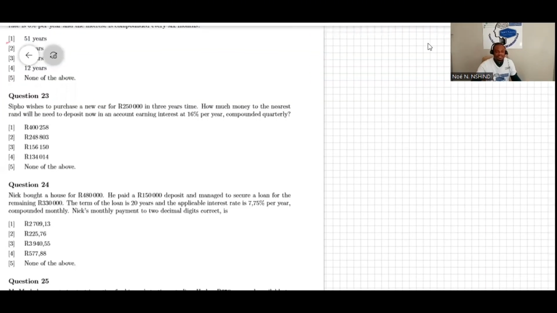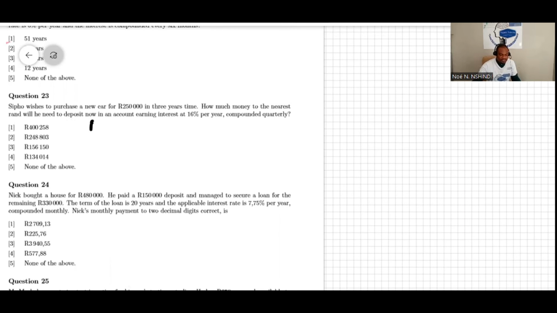Well, question 23 says that Sipo wishes to purchase a new car for 250,000 in 3 years' time. How much money to the nearest rand will he need to deposit now in an account earning interest at 16% per year, compounded quarterly? It is important to keep in mind this expression, compounded quarterly. The question says how much money to the nearest rand, so we're looking for the principal.